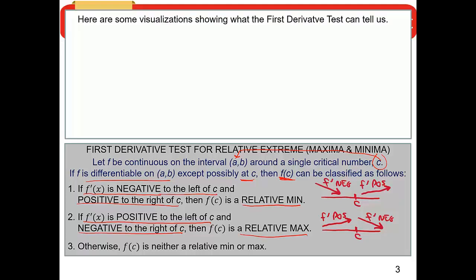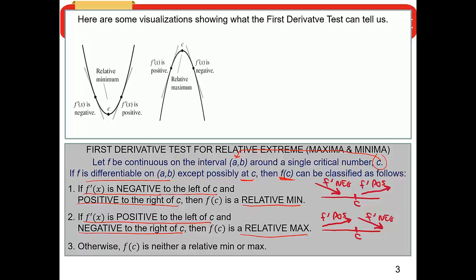Here are some ways to look at this and get in your head some visualizations that will help you see what we're talking about. Here's the case where c is a relative minimum. You have a function that goes from left to right, dips to a minimum, and then starts back up. You can see on the left side the derivative is negative, and on the right side of c the derivative is positive. That shows you that you're at a relative minimum at c.